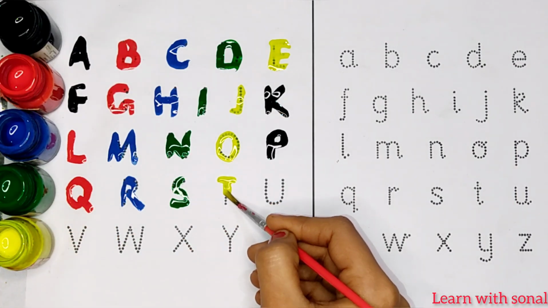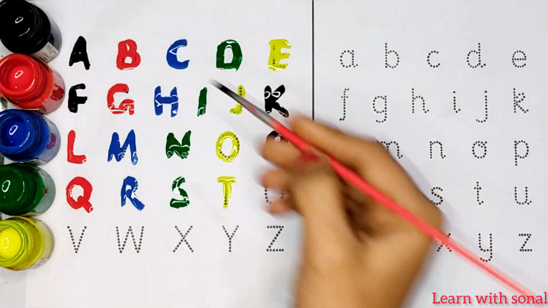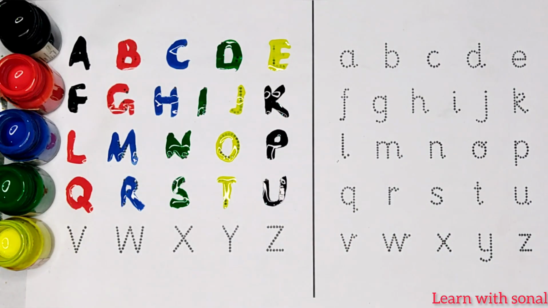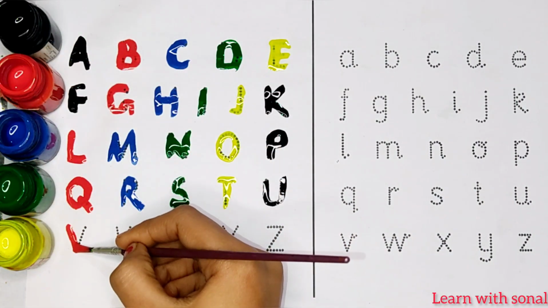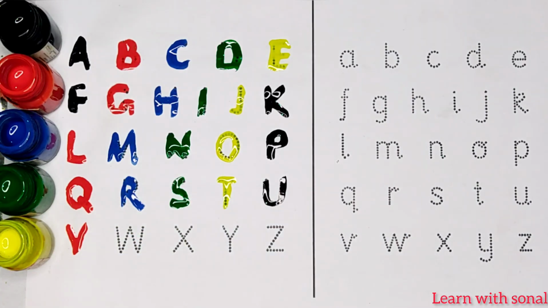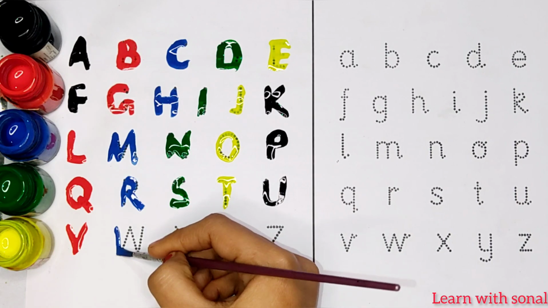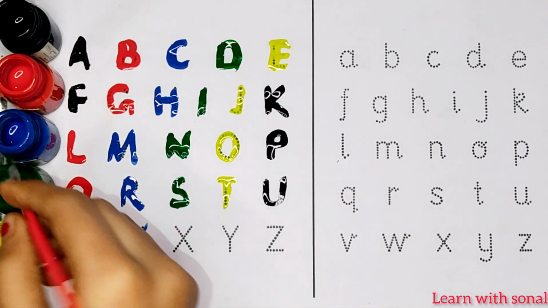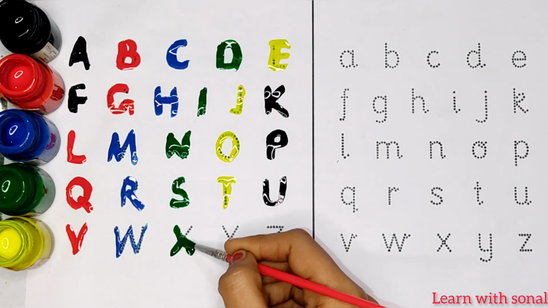T, T for trumpet. U, U for unicorn. V, V for van. W, W for watermelon. X, X for Xmas tree.